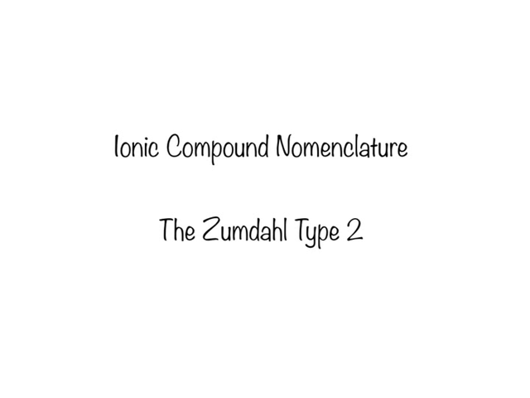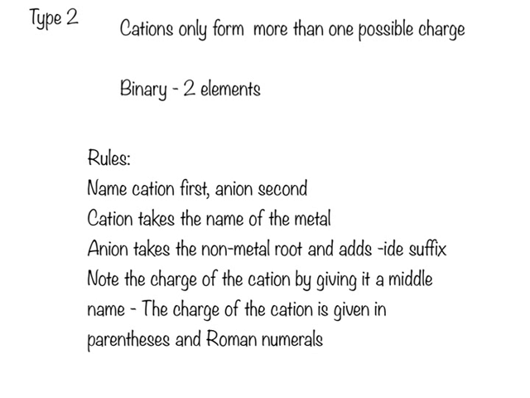In this video, we're going to talk about ionic compound nomenclature, the Zumdahl type 2. In the type 2, these are when we have cations that can form more than one possible charge. Usually we're talking about our transition elements. And we're going to start off talking about the binary compounds, where we only have two elements.